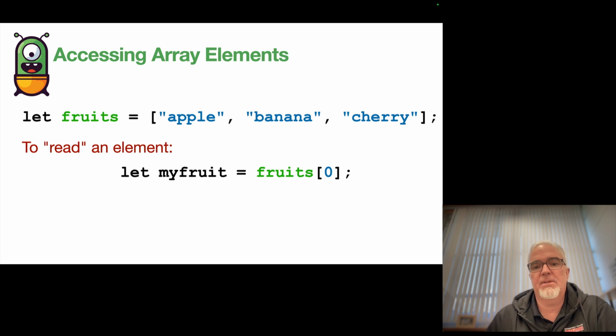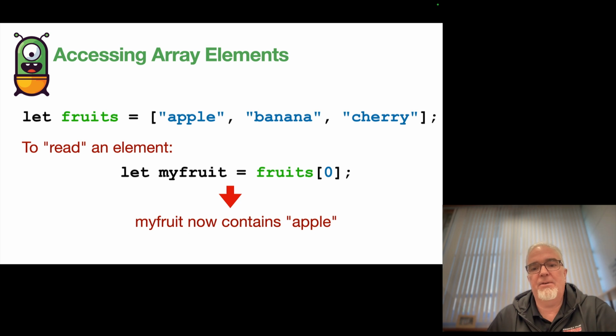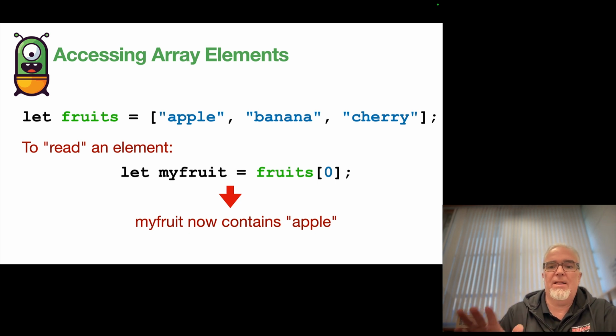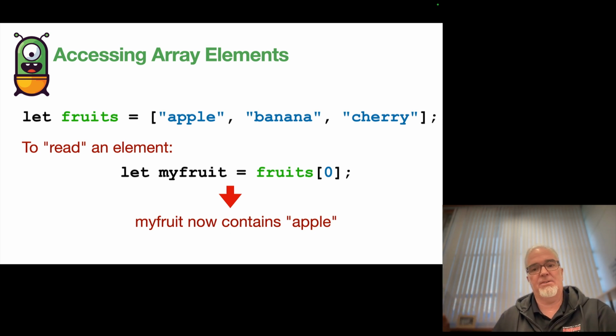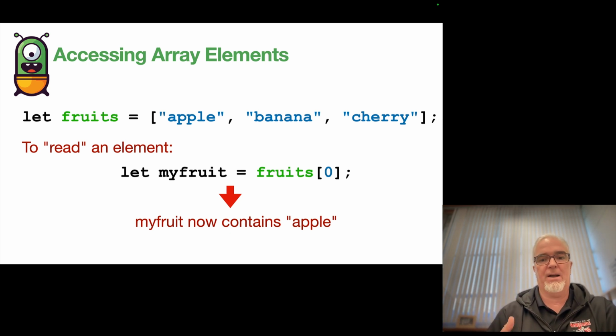So when I put an index in square brackets, I'm actually referring to the member or the element of that array that is at that index. So in this case, myFruit now contains the value apple. Now, because all I've done is refer to that index in the fruits array, I haven't taken that out of the array. So the fruits array still contains apple, banana, and cherry, but myFruit now contains a copy of what was in index 0.